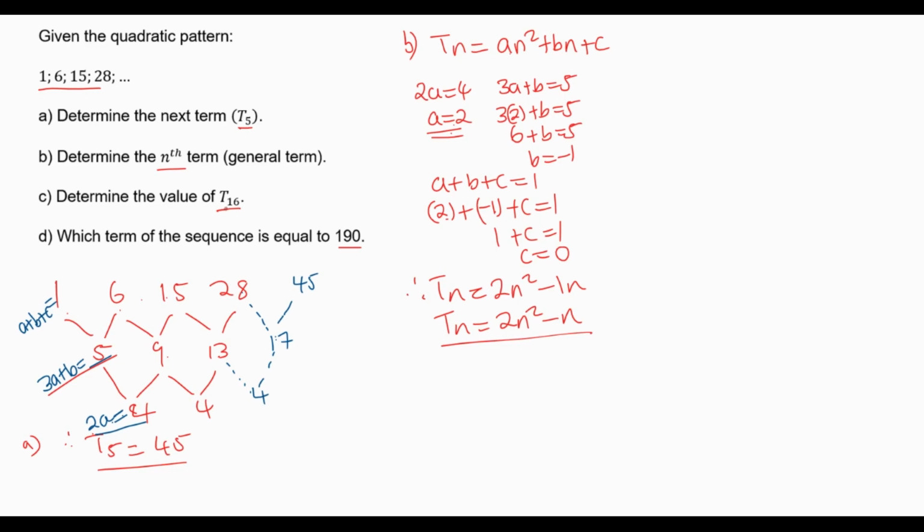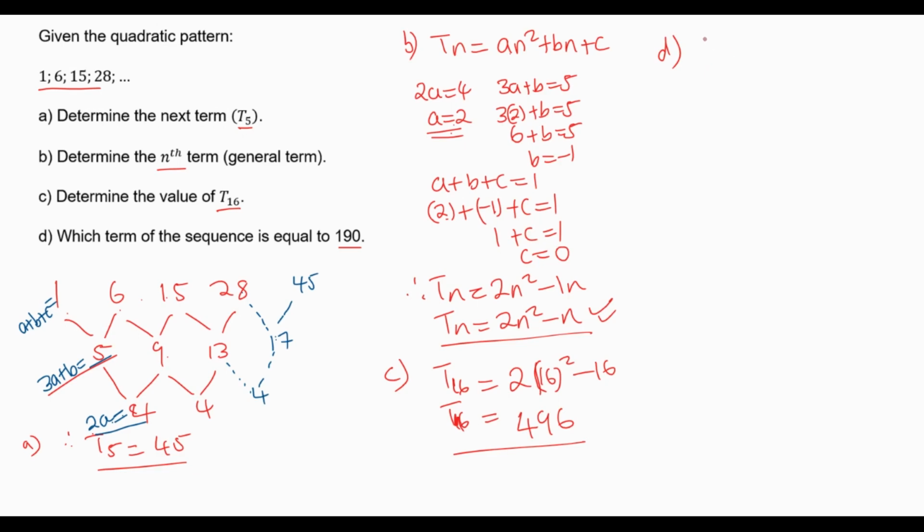And then C. C is very easy. It says find T16. We have our general term now. So therefore, T16 is going to be 2 times 16 squared minus 16. And then T16, you can put this in the calculator. This must give you 496. Okay. Right, let's do the last one, D.